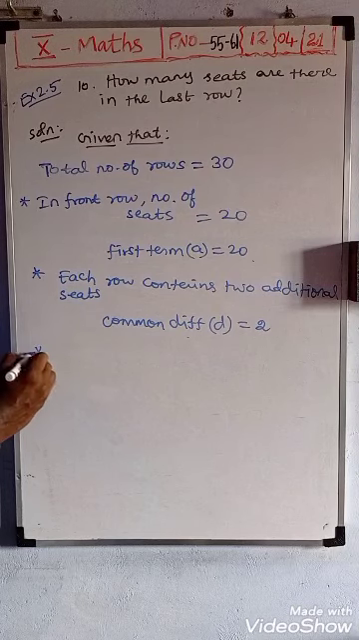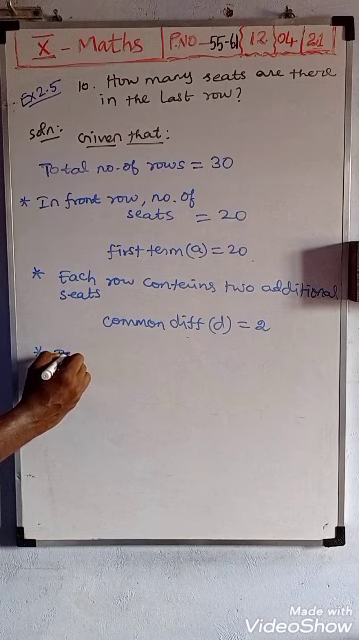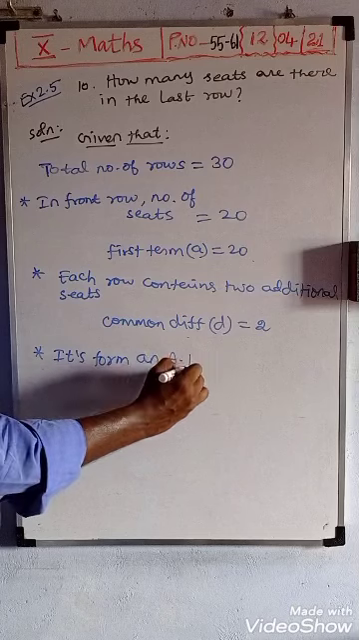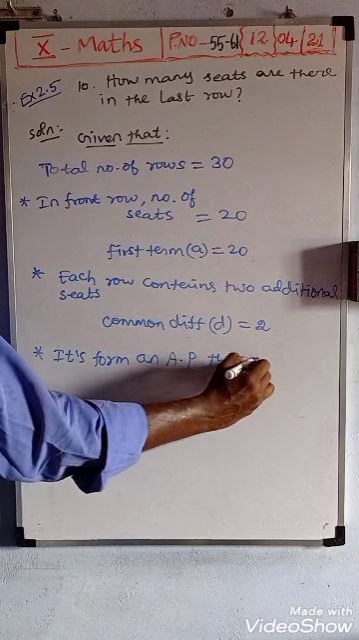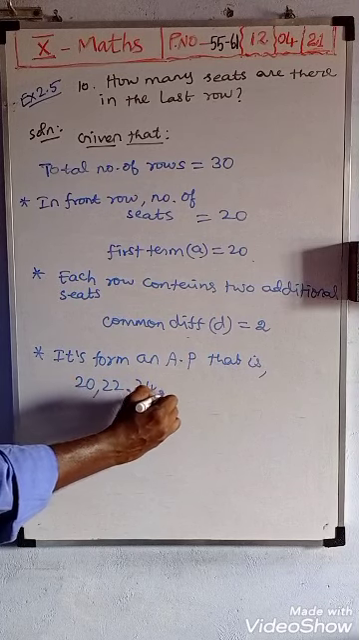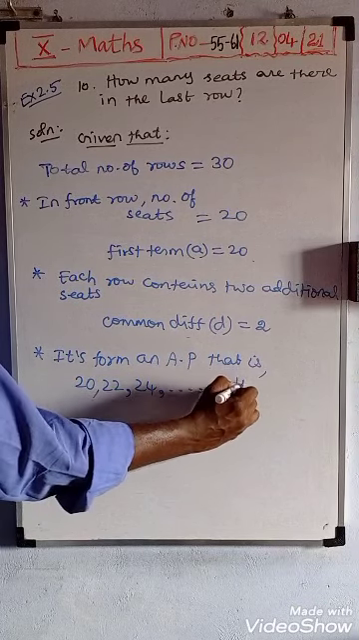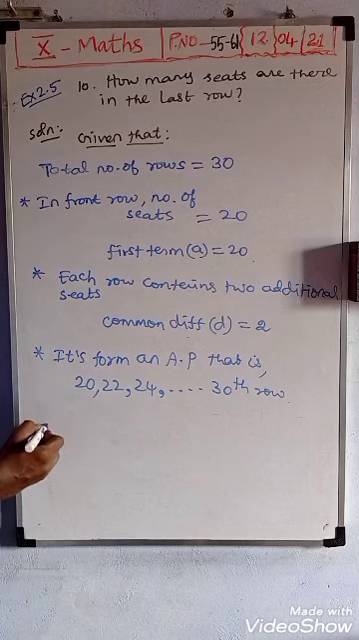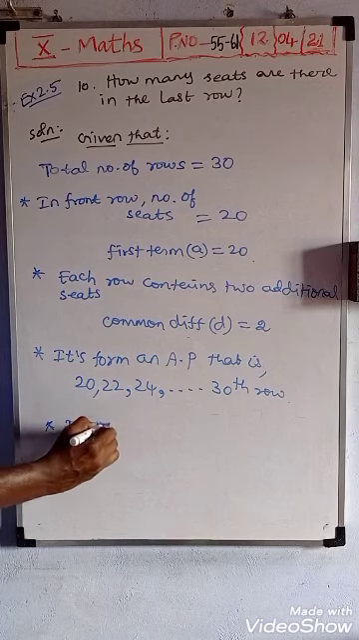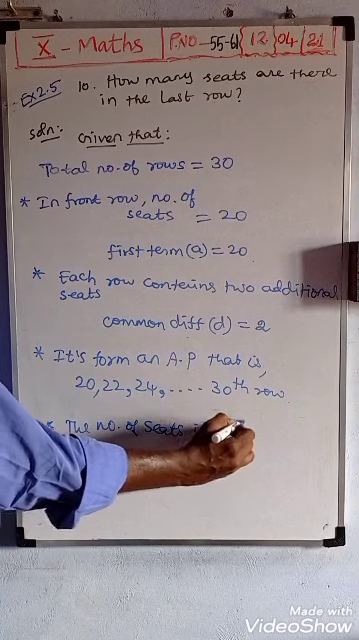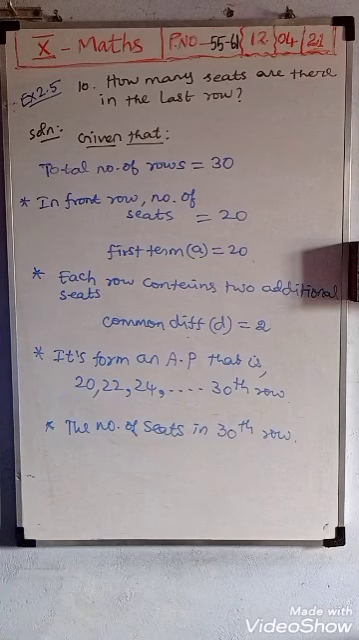Then therefore it forms an AP. That is first row 20, 22, 24 up to etc. 30th row it will go on. 30th row, how many seats are there we want to find. Okay, therefore next, the number of seats in 30th row. Okay, 30th row you want to find.